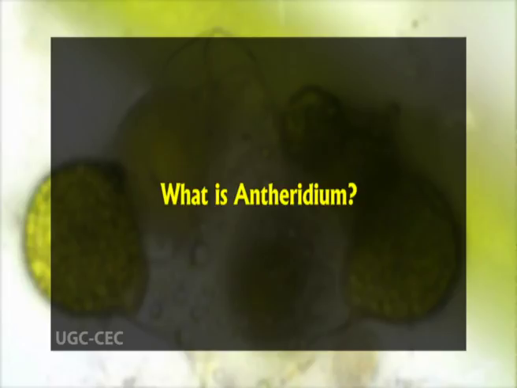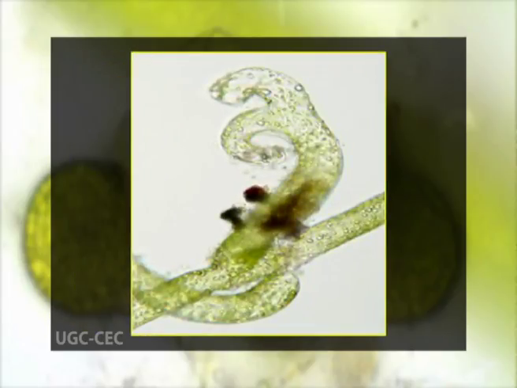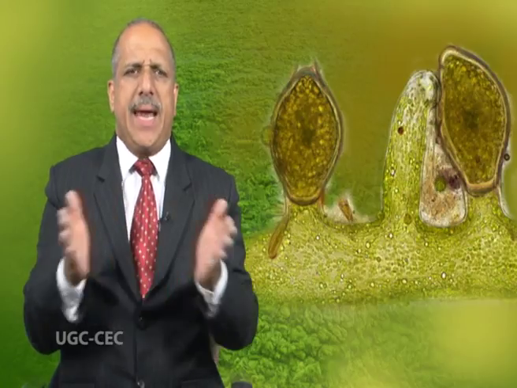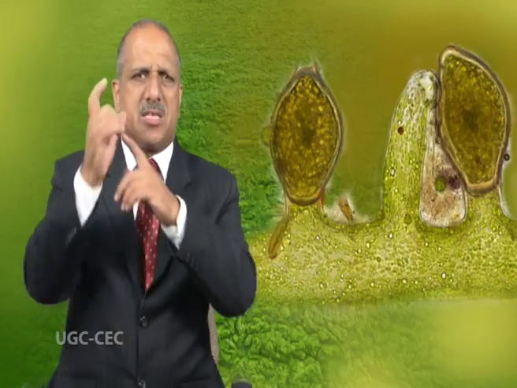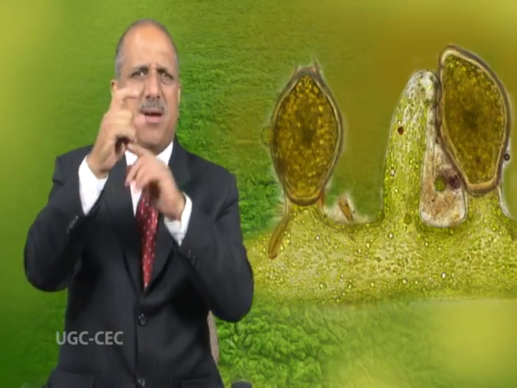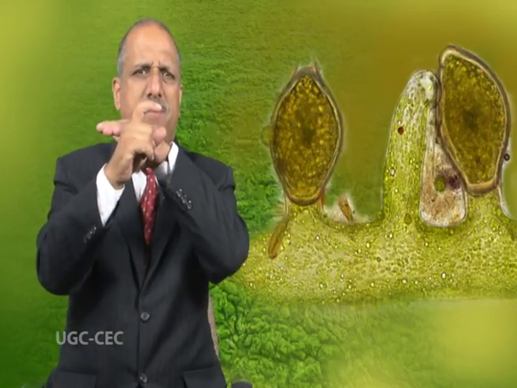Now let us try to understand what is antheridium. Antheridia are male reproductive bodies. They develop on the main filament or its lateral branch as strongly curved cylindrical structures. A large number of chromatophores and nuclei accumulate in this region, and this curved part is then cut off from the rest of the filament by a septum.